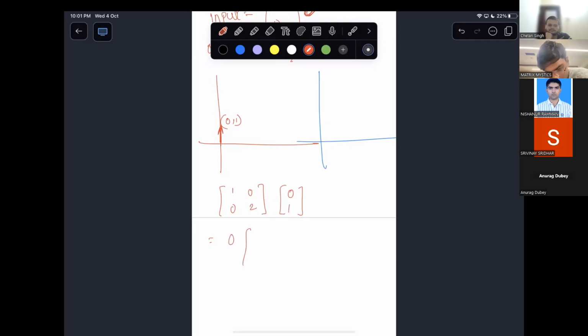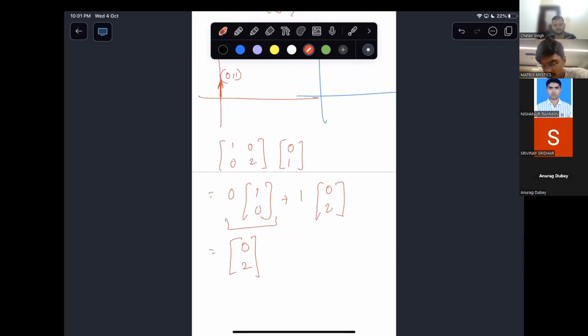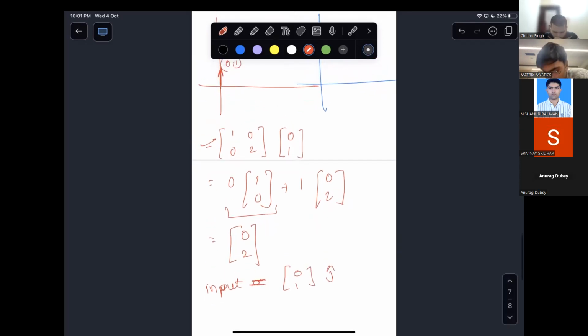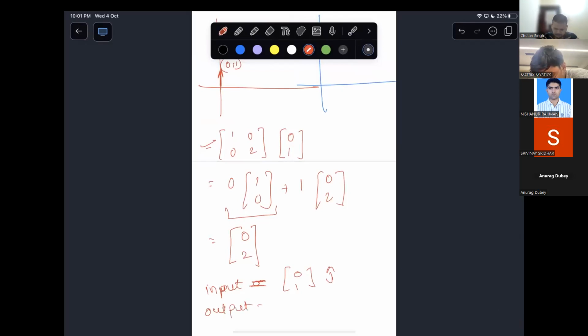Is equal to 0 times the first column and 1 times the second column. Now this term will become 0, so I can write it as 0 comma 2. Now we can observe that this matrix B takes input 0 comma 1, that is j cap basically, and gives us output 0 comma 2. This 0 comma 2 means we are moving 2 units in the y direction, right?